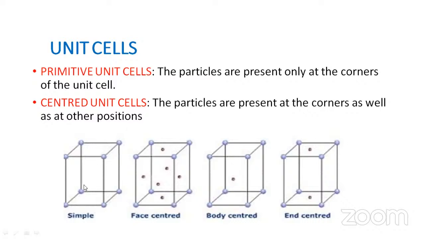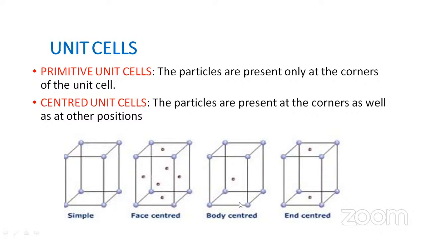In the simple unit cell, the particles are present only at the corners. In face-centered, please remember the name itself: along with the corners, the particles are present at the faces. How many faces are there? 6 faces are there in a unit cell: 1, 2, 3, 4, 5, and 6. So in total, 6 faces are there in a face-centered unit cell.